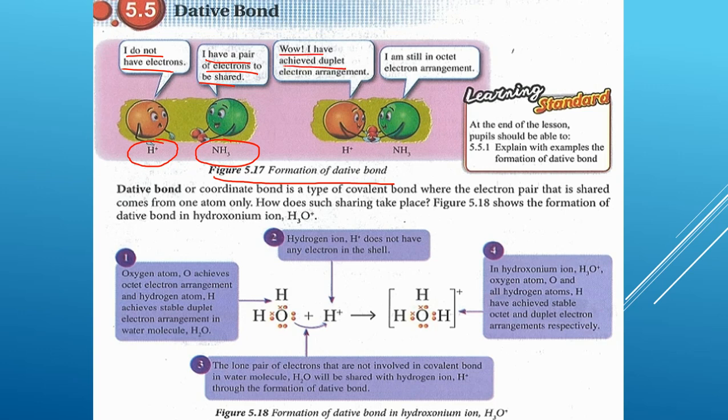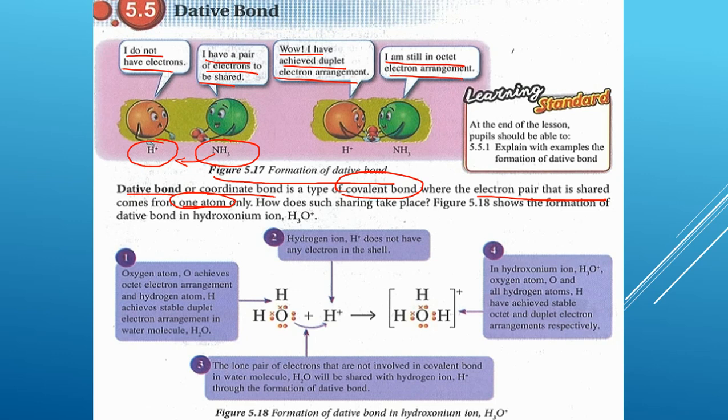Wow, I have achieved duplet electron arrangement. I am still in octet electron arrangement. So from this figure, we know that dative bond, also called coordinate bond, is a type of covalent bond. Okay, sharing of electrons, but the electron pair that is shared comes from one atom only. So in this example, the electrons come from the ammonia, shared with the hydrogen ion. So this is a special type of covalent bond. In dative bond, the electron pair is shared, but from one atom only.